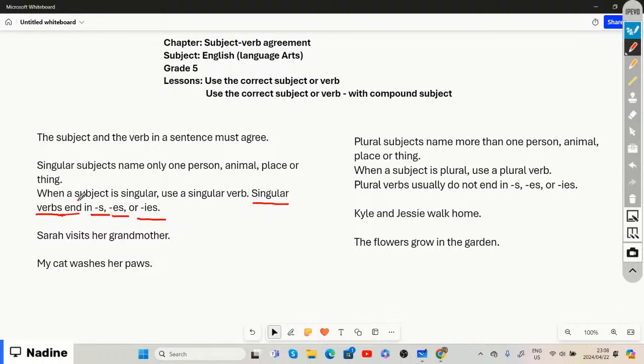And that is when our subject is singular: we use a singular verb. And when we use a singular verb, our verb ends with s, es, or ies. We said that that is when we have a singular subject. And once again, a singular subject names only one person, animal, place, or thing.